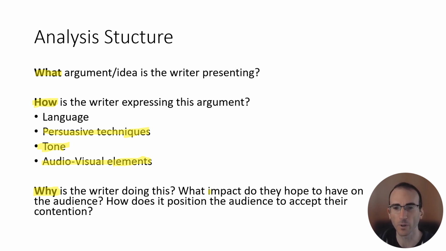And it's really about that word impact. What effect are they hoping to have on the reader or audience? In particular, how does it position the audience to agree with the writer's contention? This is an argument. Everything they're doing is designed to persuade you, to convince you to agree with them. So why have they included this particular argument here? How does that work to convince you to agree with their contention? So let's have a look at this in action.